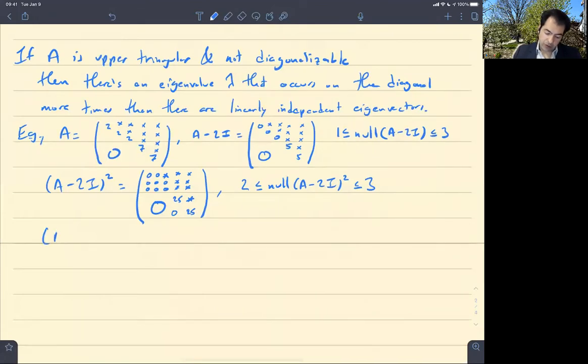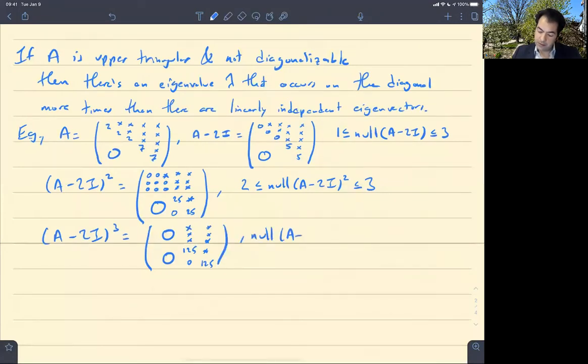And if I do this one more time, say I do A minus 2 times the identity cubed, then this block is now going to become all zeros. This is going to become 125, 0, 125, and who knows. And now the nullity of this matrix, this one I do know now, it is equal to 3, because I have these first 3 columns all equal to 0.